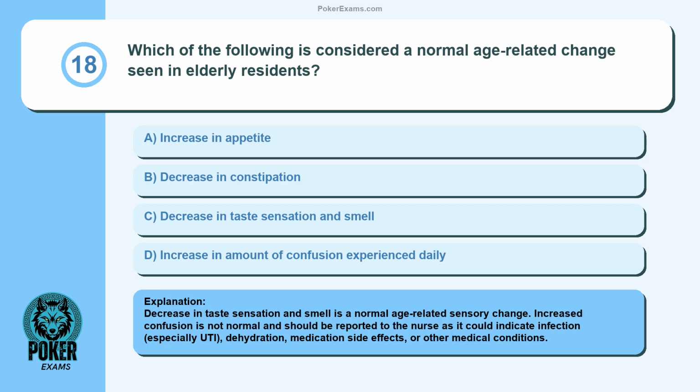Decrease in taste, sensation and smell is a normal age-related sensory change. Increased confusion is not normal and should be reported to the nurse as it could indicate infection, especially UTI, dehydration, medication side effects, or other medical conditions.